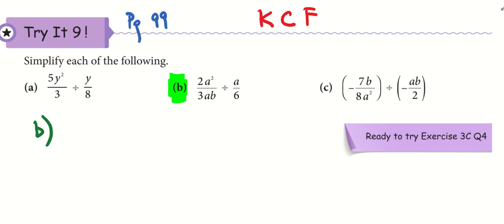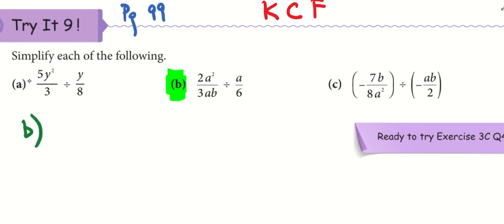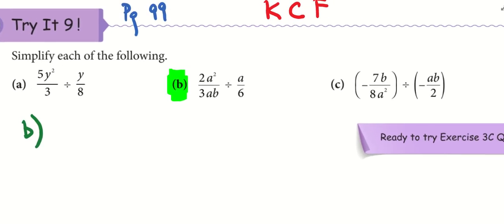So same thing, because it's division of fraction, I need to apply KCF. So how to apply KCF again? Keep the first fraction. So I keep the first one. Then change the divide to multiply. So I change to multiply. Flip the second fraction. Meaning instead of writing a over 6, what do you write?